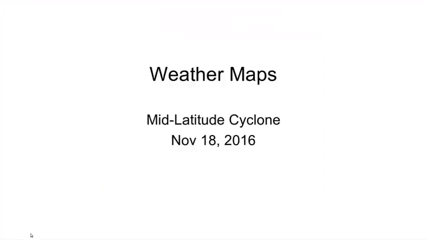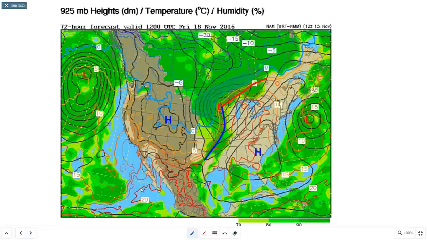So to give you an idea on these mid-latitude cyclones, we'll take a look at a case that occurred on November 18th, 2016, and I'll show you a little bit of motion to help you out. On November 18th, 2016, the low pressure system was located here. Now I'm not looking at the surface, I'm looking at 925 millibars. So in our part of the world, that'd be about 1,500 feet above ground level.